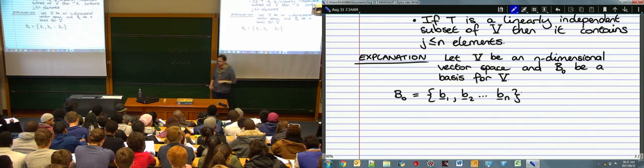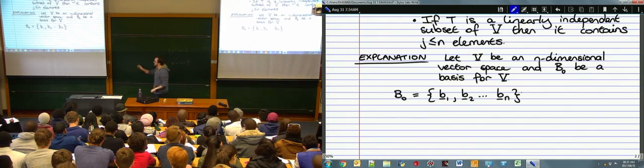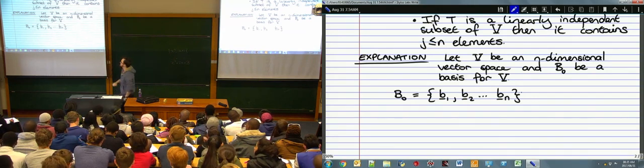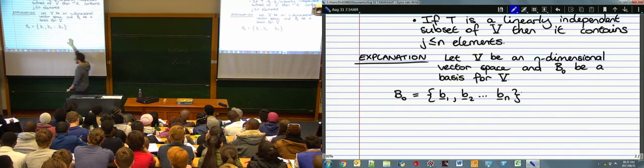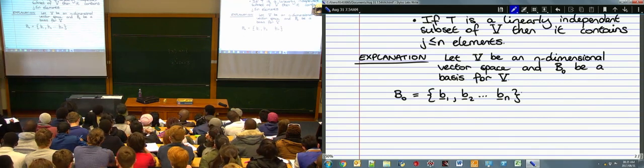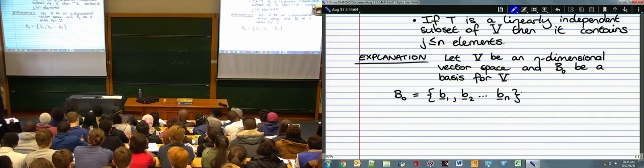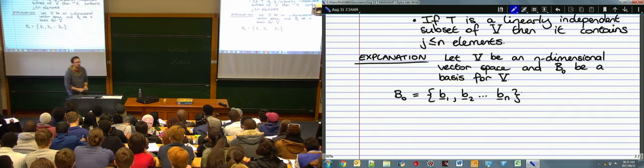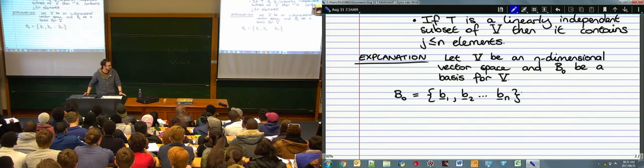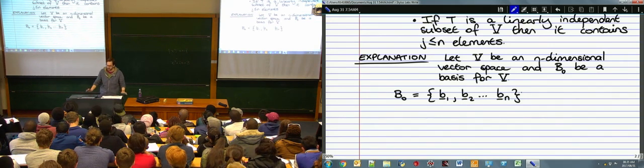Okay. We also know, because it's a basis, that B1, B2, all the way up to Bn, they're linearly independent. And since it's a basis, any vector in V could be written as a linear combination of the vectors in B0. Okay, so that's what it means for it to be a basis. Now we're going to take an arbitrary set, T. All we know about the set T is it's linearly independent. We don't know how many elements are in it. We don't know what these elements are. We just know that it's linearly independent.